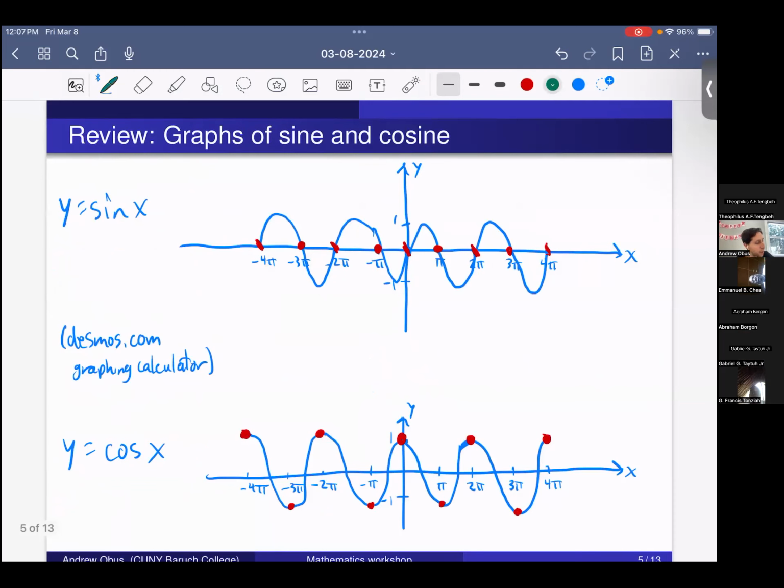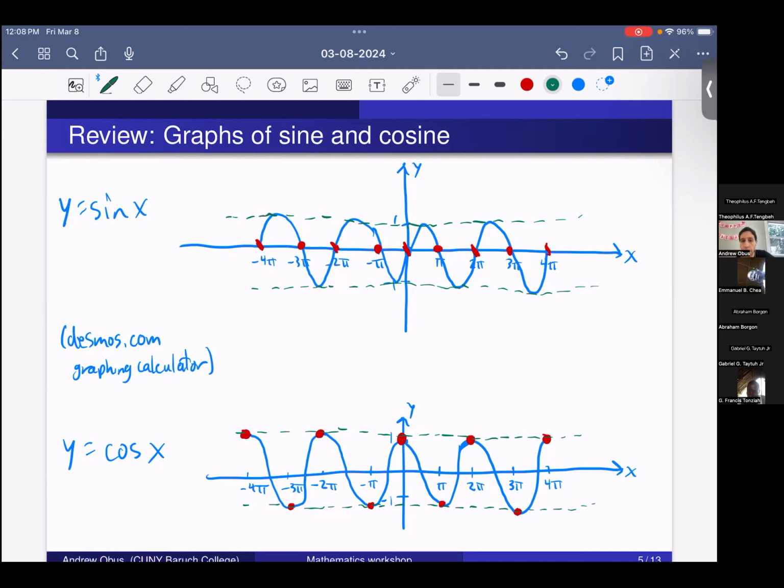I'll draw those lines on the graph. We have y equals 1 up here, and then y equals -1 down here. Right, and ditto, y equals 1 up here, and y equals -1 down here. Okay.